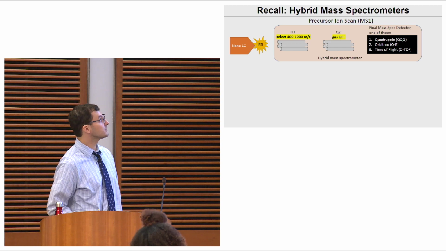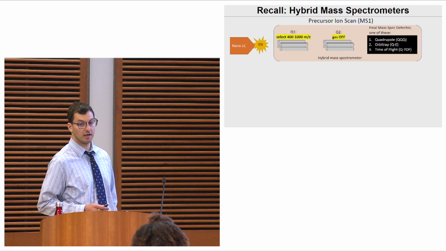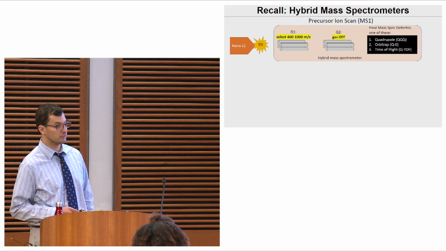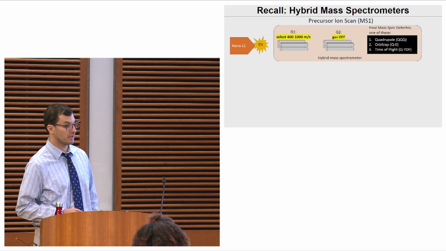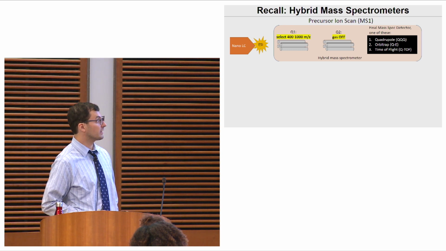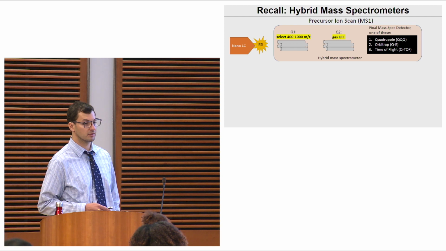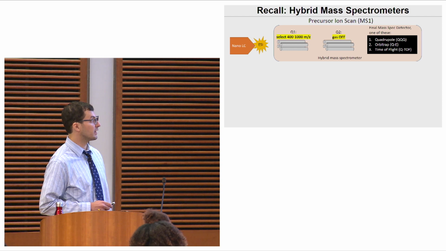What we do in a precursor ion scan is we set Q1 to select a large mass range of all the ions that we might be interested in. For example, 400 to 1,000 m over z might be a useful range for peptides. Q2 is then set to have the gas off, so there's no collision with our peptides and no fragmentation, and we detect those intact peptides in our last mass spec stage.